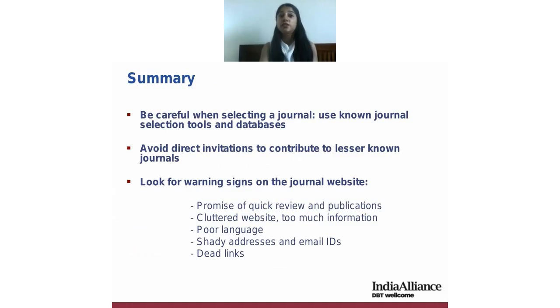Use known journal selection tools. Okay, you have these Scopus and Web of Science and several platforms where you can search for and select journals. Avoid direct invitations to contribute to lesser known journals. Unless you're a very, very, very famous scientist, no one is going to approach you. Reviews are occasionally invited, but those are again for very senior researchers. And look out for these warning signs like a promise of quick review, poor looking website, and dead links.